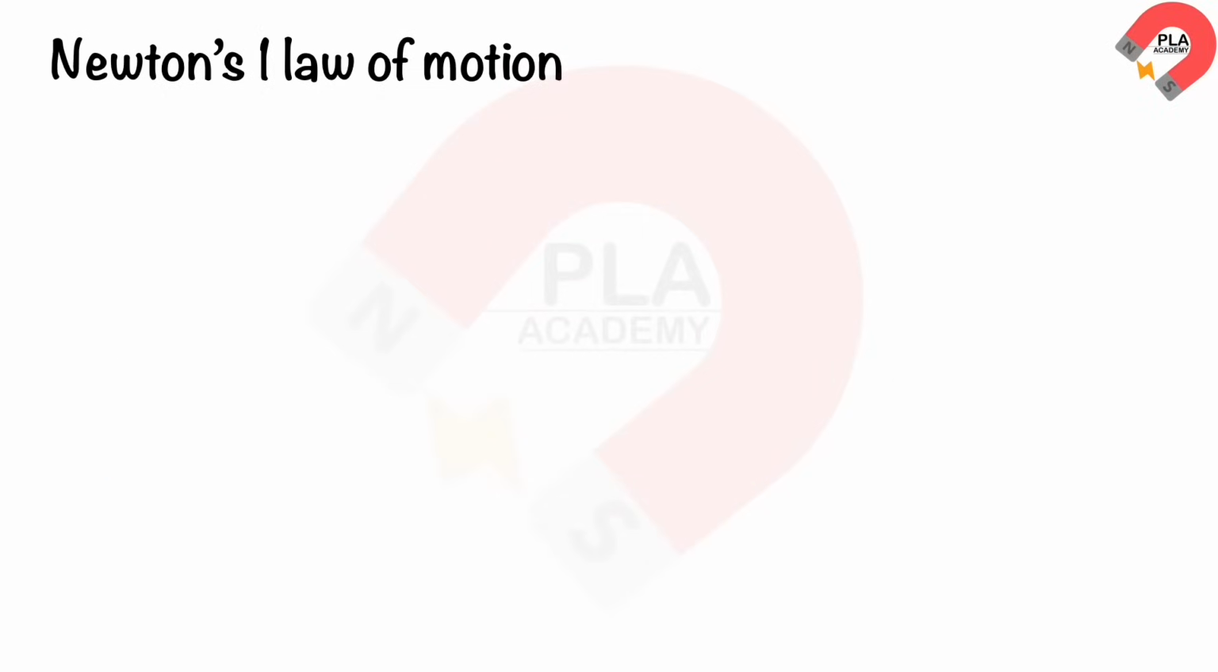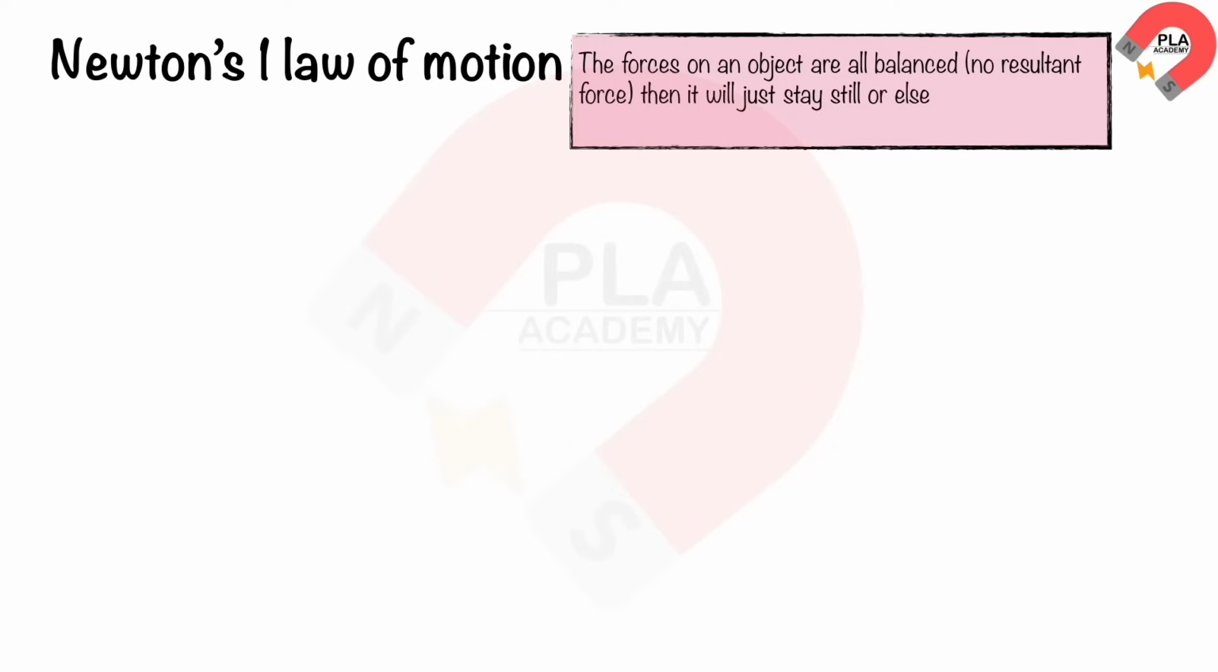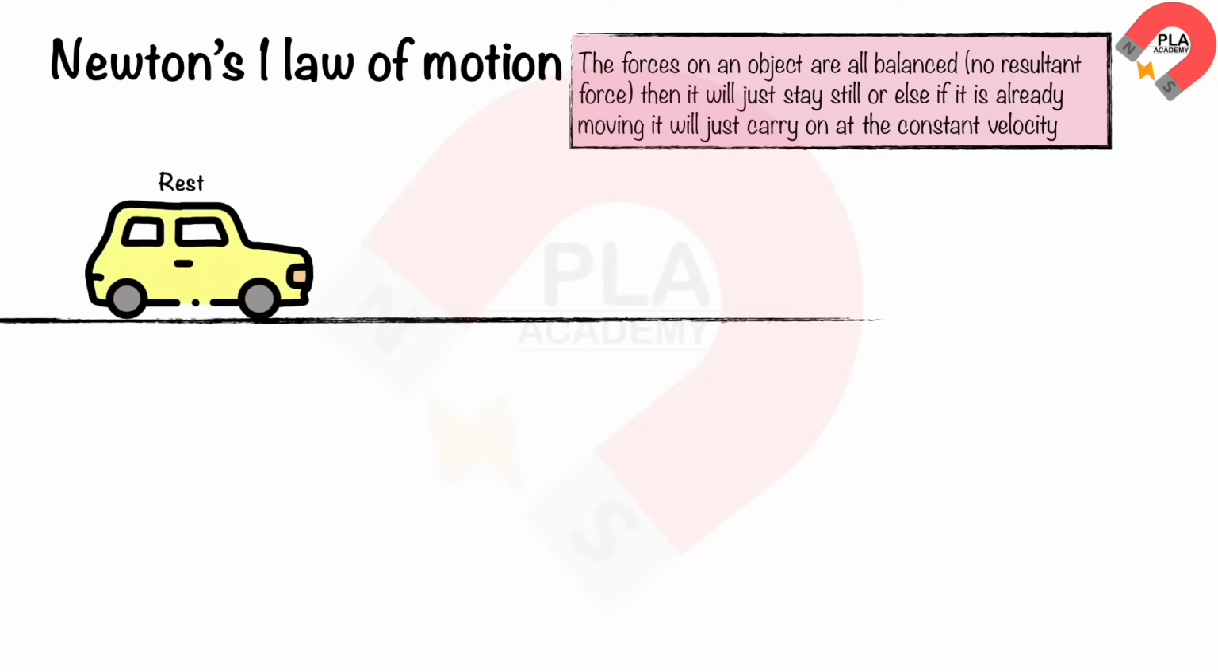The three laws of motion, also known as Newton's laws of motion. Newton's first law of motion. If the forces on an object are all balanced, then it will just stay still, or if it is already moving, it will just carry on at constant velocity. When a car is at rest, then the forces on it must be balanced.